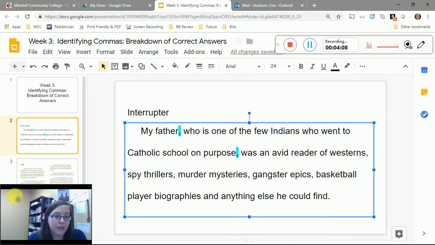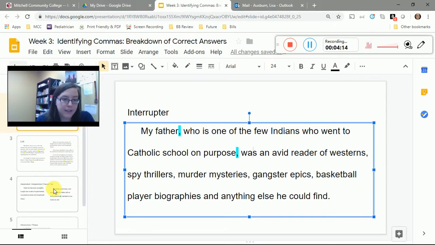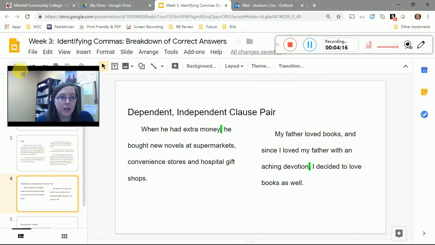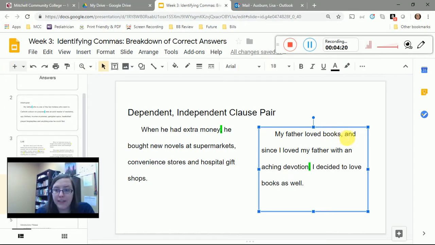Now, I'm going to jump around here for a second because many of you were looking at the dependent-independent clause pairs as interrupters. I saw a lot of people identify this section as an interrupter. So in the sentence that says, my father loved books, and since I loved my father with an aching devotion, I decided to love books as well.